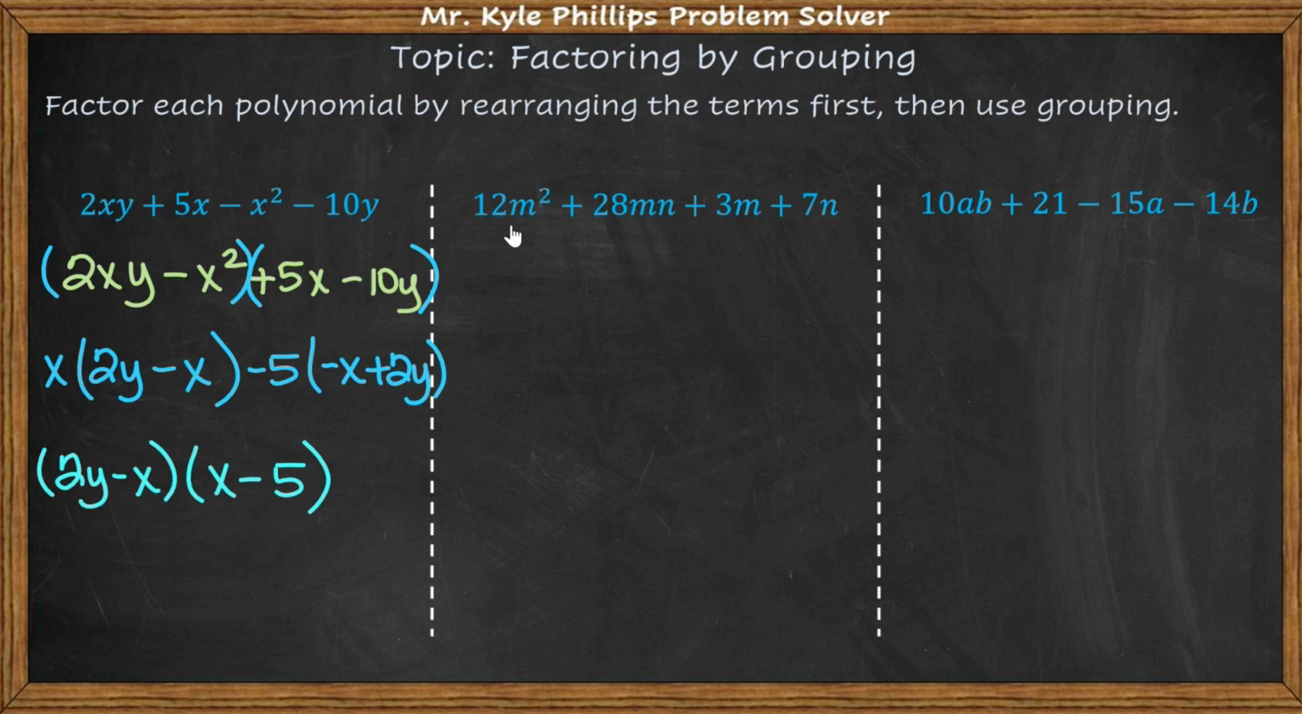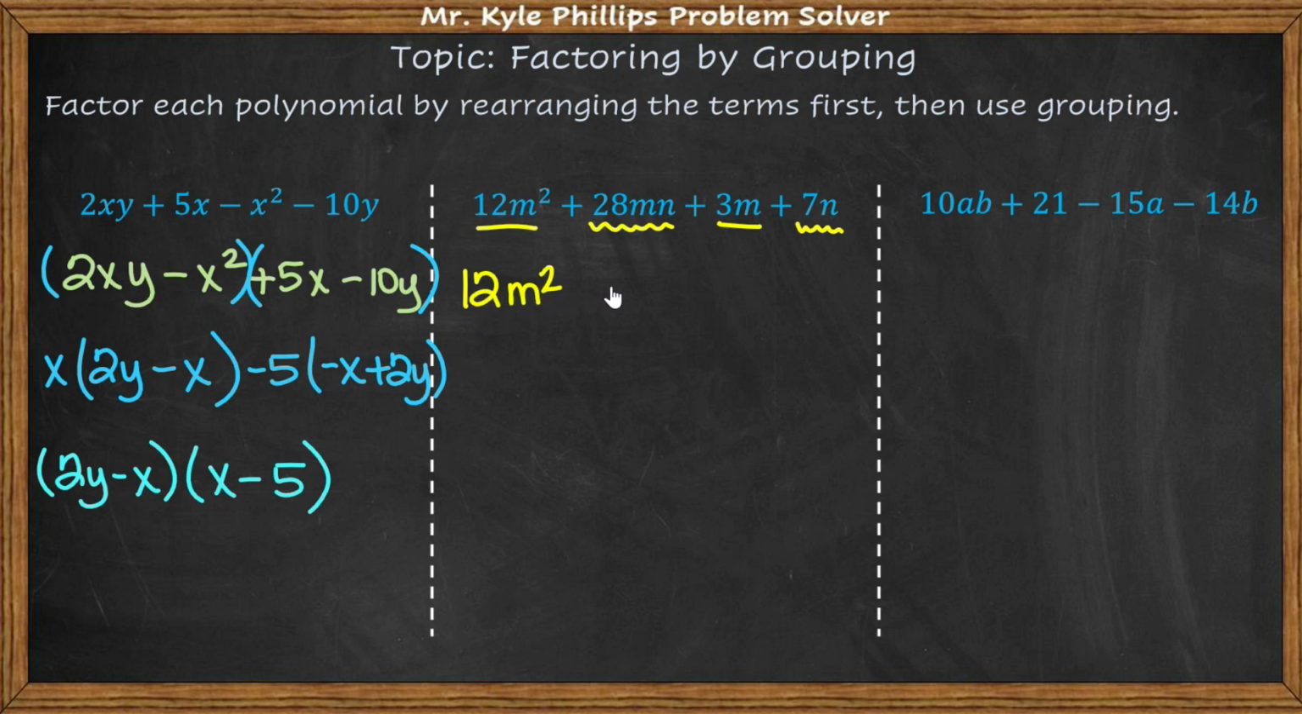So looking here, we have an m squared, an m, and a 7n. Okay, so here's what I'm thinking. I'm thinking we should pair the 12m squared and the 3m together because I can pull out a 3 from both. I can pull out an m from both. I like 28mn and 7n being together because I can factor out the 7 and an n. So let's try that.